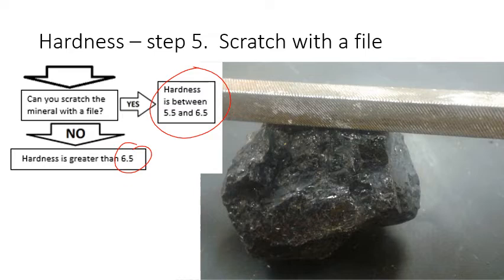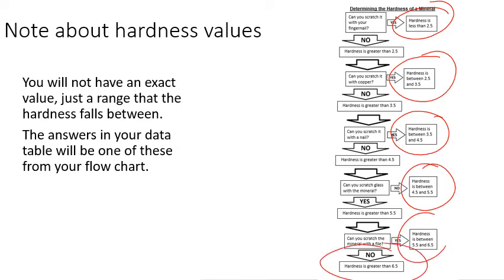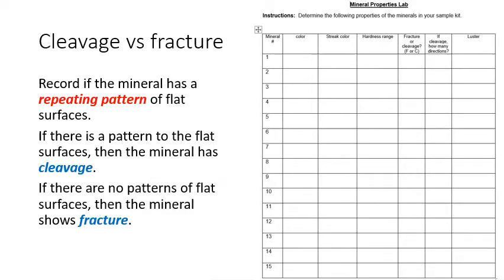That's the last thing that we have that can test the hardness, or the last thing we can use to test to see if it will scratch the mineral. So your hardness values, you're going to have only these answers in the hardness category based on where you end on that flow chart. Cleavage versus fracture. Remember that repeating patterns of flat surfaces is cleavage, and if there is no pattern of flat surfaces, it's fracture, and that's what you're going to mark in this column here.